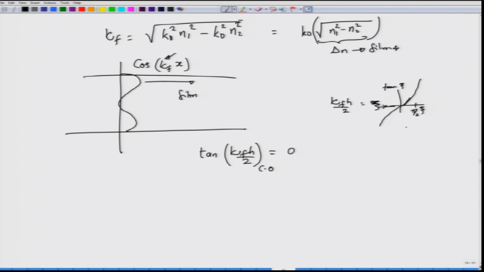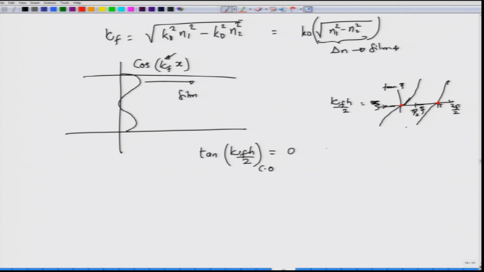Again it would start from infinity at this point, and then move through 0 at pi, and then go off to infinity again at 3 pi by 2, not 2 pi. So, this is what we get when you plot tan zeta versus zeta, and what this equation is asking you to do is find out those values of zeta where this condition can be satisfied. The condition is satisfied here, here, and at other places.